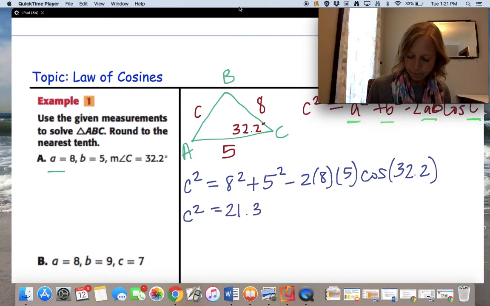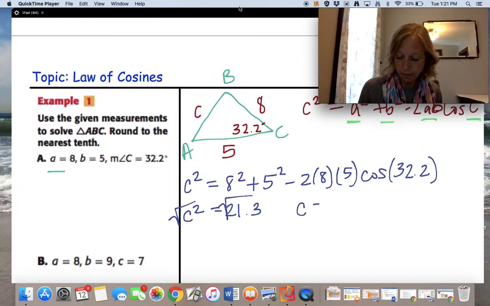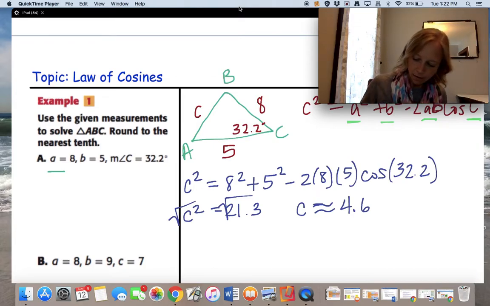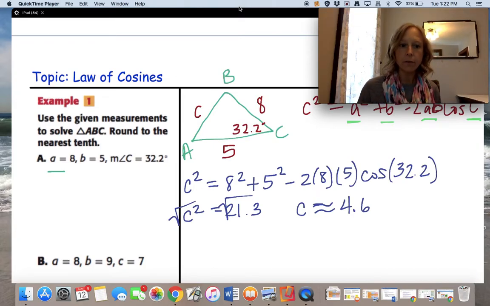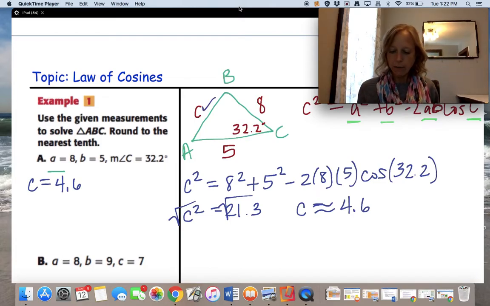But I don't want c squared, I want to know what c is. So I'm going to take the square root of each side and find that c is approximately, says round to the nearest tenth, 4.6. We are not given units, so I don't need to add units. All right, so I'm going to make a list over here on the left of all of the things I find. c is equal to 4.6. So I've got c. What I have left are angles A and B.